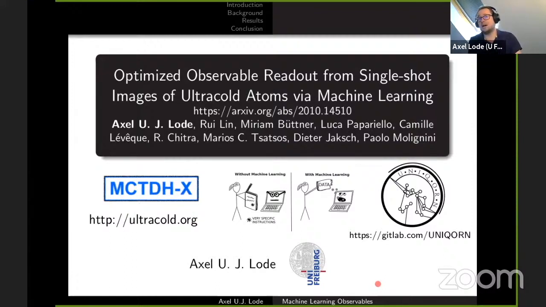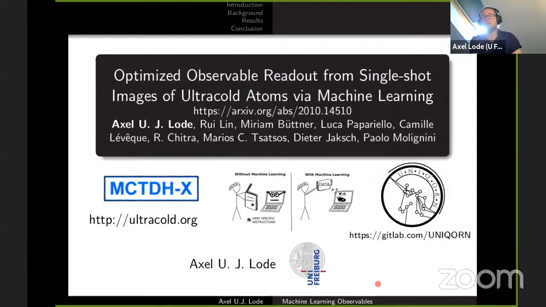In this talk, from a machine learning perspective, I'm going to discuss a supervised regression task, namely quantum measurement as a supervised regression task. The specific system that we are dealing with is ultracold atoms and their measurement in so-called single-shot images. Usually, when you have such a system, you want to extract some distributions of observables from your measurements. And this extraction we are considering as a supervised regression task and apply machine learning tools to it.